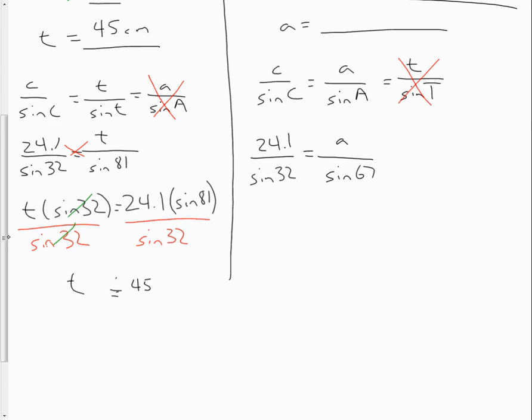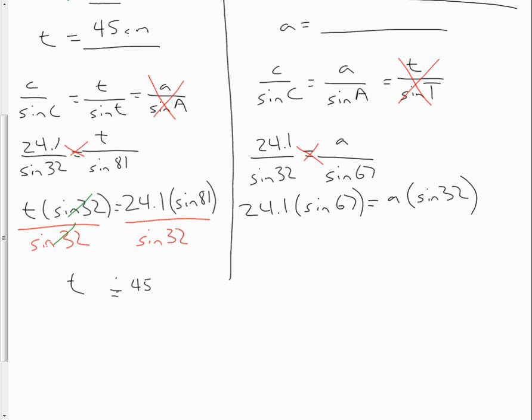And then, just like I did over here on the left-hand side, I'm going to use my cross-multiplying technique. As I cross-multiply, I'm going to end up with 24.1 times sine of 67 degrees is equal to A times sine of 32 degrees. So these two things are equal. This line right here is equal to the line above. Those two lines are the same, so it's perfectly fine to carry on writing this.